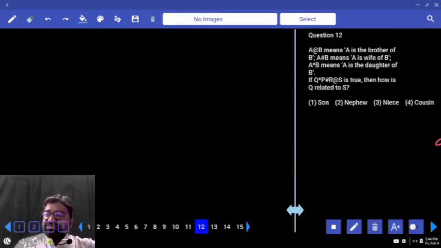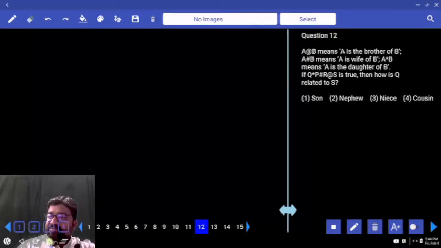So let's do this. Q star P. What is the one that you're supposed to check? We have to check whether the left hand side is equal to the right hand side or not. Yes or no? Left hand side, what is the first letter? Right hand side, what is the first letter? A. Right? So second is B, on the other side also second is B. No problem at all. Okay?